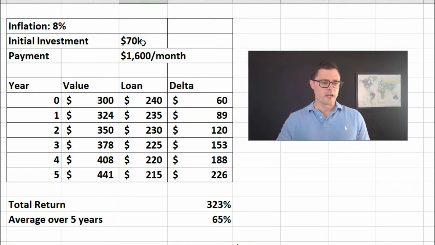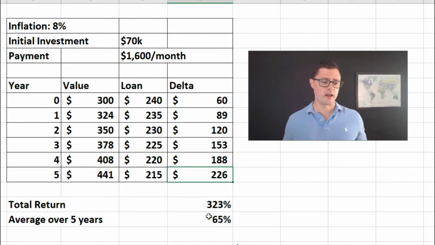So we put the 70 down. We've got 300. Next year it's worth 324, 350, 378, 408, 441. Our loan balance is going to decrease $5,000 a year, and our delta is going to be this here, which is the difference between the value of the house and the loan.